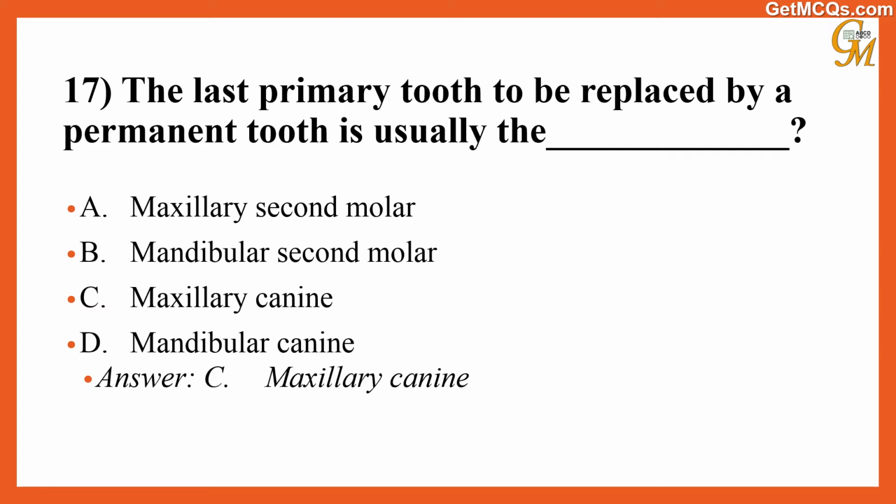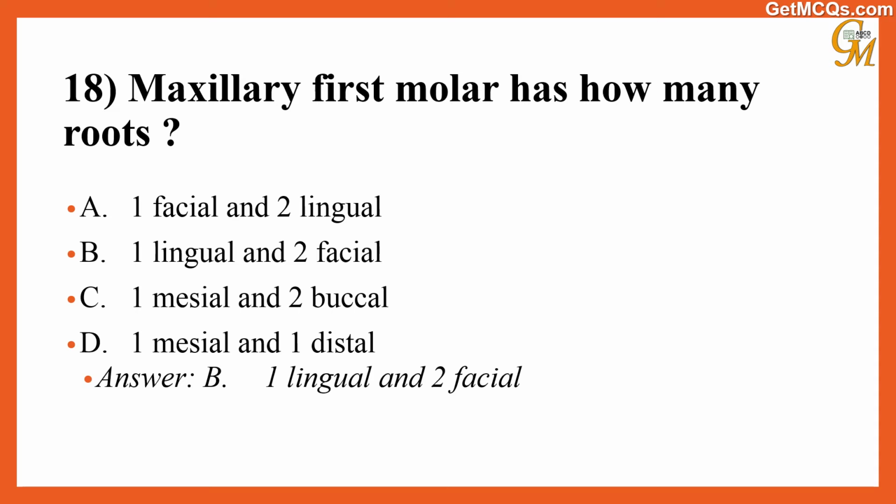17. The last primary tooth to be replaced by a permanent tooth is usually the? Answer: C. Maxillary canine. 18. Maxillary first molar has how many roots? Answer: B. 1 lingual and 2 facial.